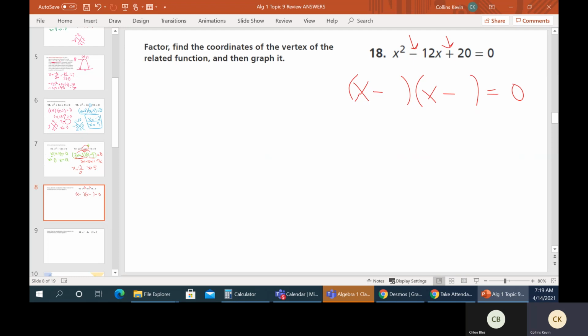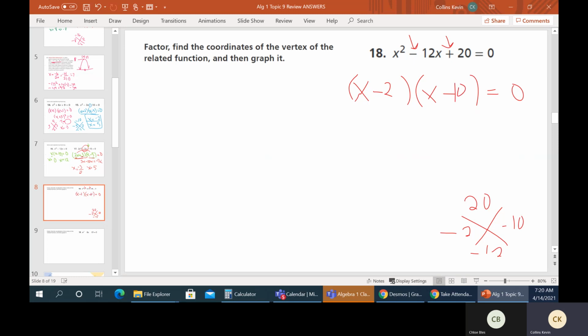Okay. And then we can do our bit where we say, all right, we've got 20 here and minus 12 here. We've just determined both these guys are going to be negative, right? So we got 4 and 5, but they only add to 9. So that's probably not our guy. So I'm thinking 2 and 10. So 2 and 10. Okay, so that's that.